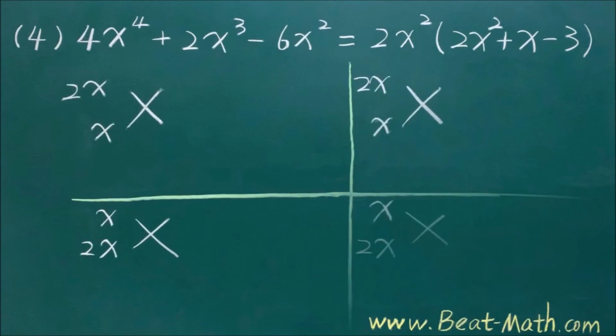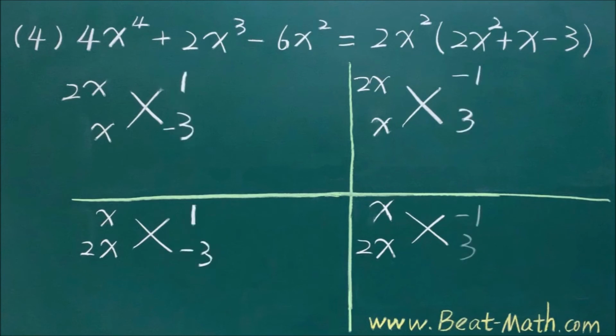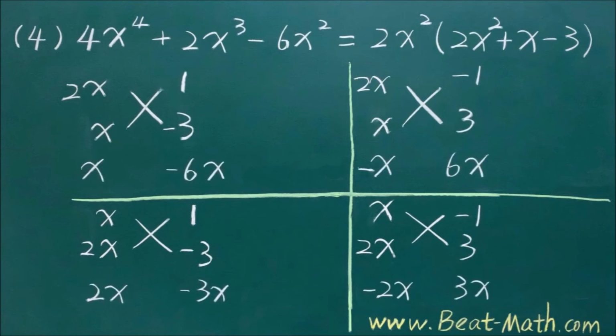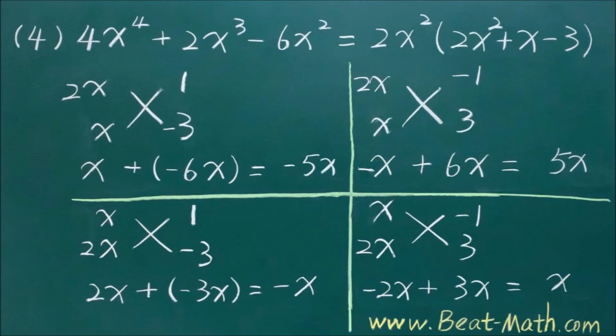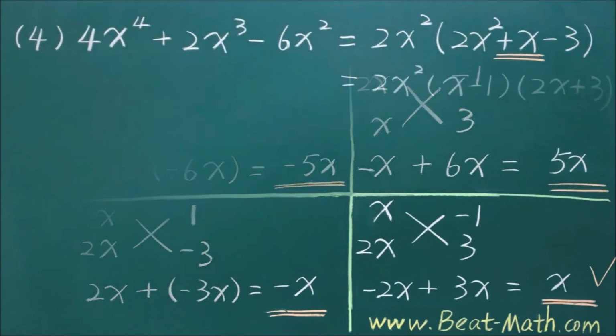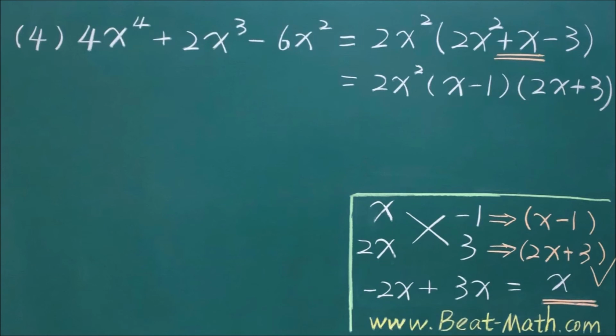Then we apply the crossing method. Here, the negative 3 can be the product of 1 and negative 3, negative 1 and 3. Do the calculation by using the crossing method. The pair of negative 1 and 3 will bring us the result x. Don't forget to bring the common factor 2x squared along for the final result, and it is 2x squared times the quantity of x minus 1 times the quantity of 2x plus 3. The exercises we talked about today will give you a good understanding of the crossing method.